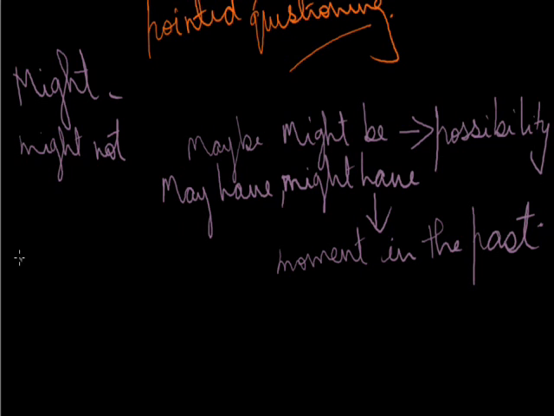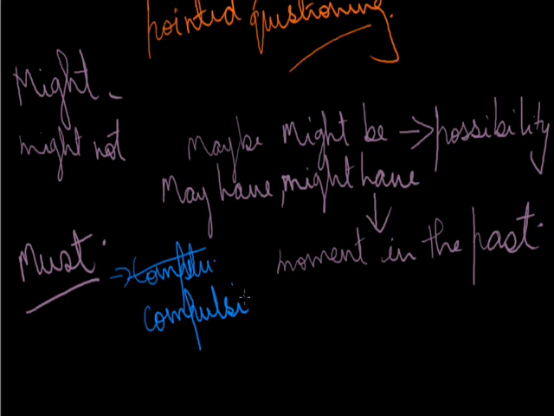Next modal, must. Must is used as an auxiliary followed by an infinitive without to, or in reply to a question or suggestion with the infinitive understood. So must indicates compulsion or obligation, you can say. We must respect our motherland.